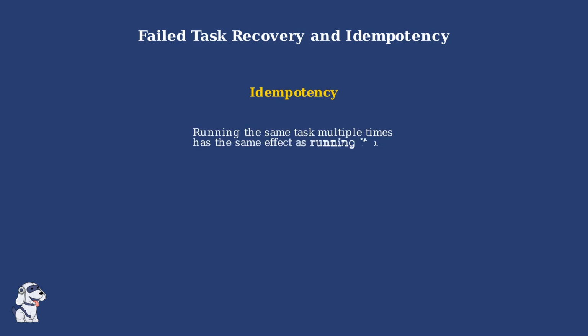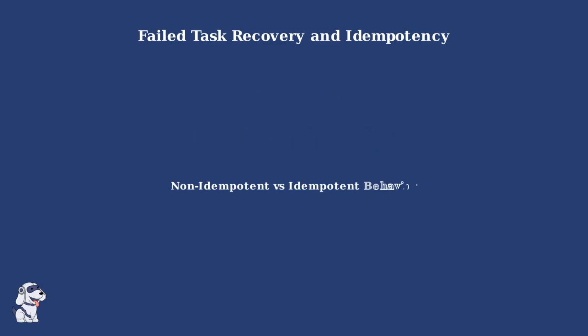However, this retry mechanism introduces a critical challenge. Since tasks may be executed multiple times, we must ensure that repeated execution does not cause unintended side effects. This is where idempotency becomes essential. Idempotency means that running the same task multiple times produces the same result as running it once, with no harmful side effects. Consider a payment processing task.